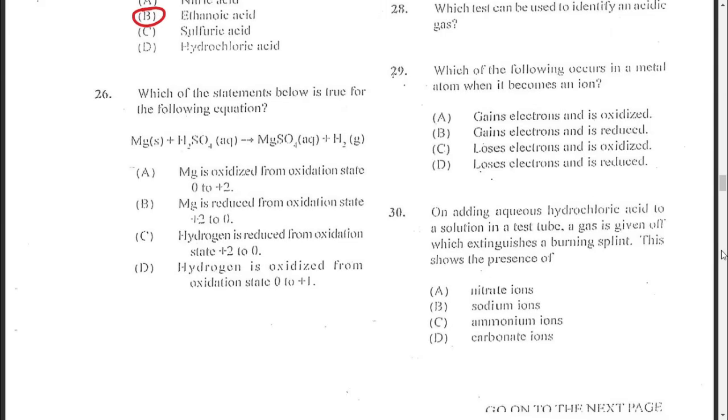So let us quickly work it out. Magnesium is 0 right here, and here it is +2. Hydrogen gas is formed, so hydrogen is moving from the +1 to the 0 state. So which one would be the best answer? Magnesium is oxidized from oxidation state of 0 to +2.